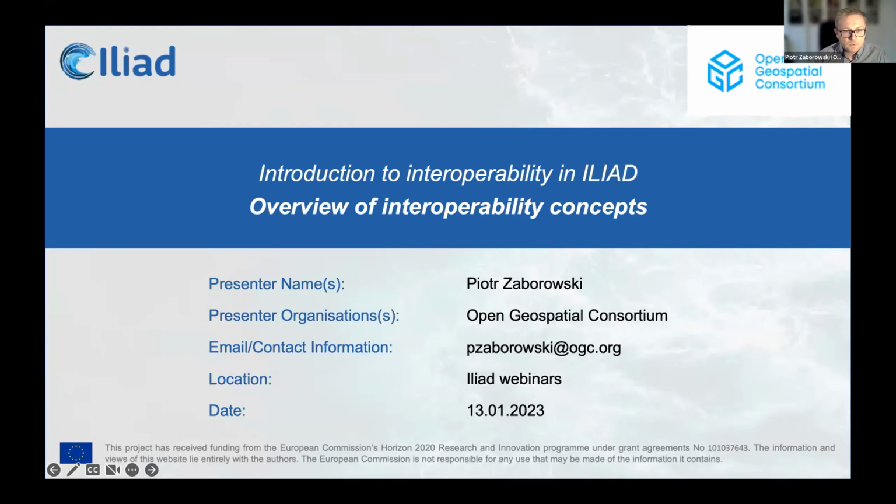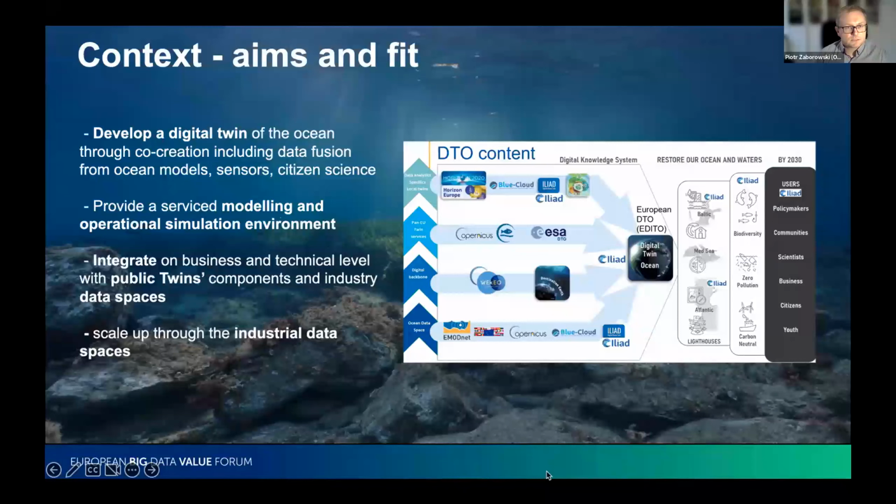So Bente has already mentioned briefly about the Iliad. For those outside, maybe it's important to mention that we are building this digital twin for multiple end users, meaning that it can be industry, it can be research, which a little bit differs from the perspective of the service provision. And we want to scale up, we want to build and fit into the ecosystem.